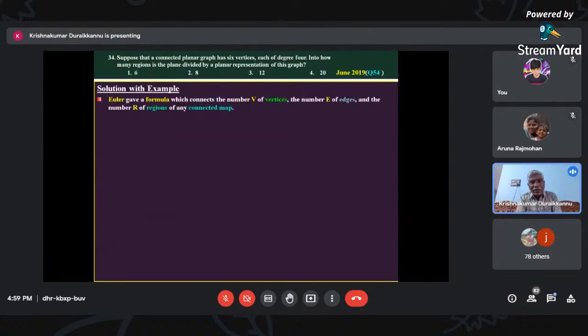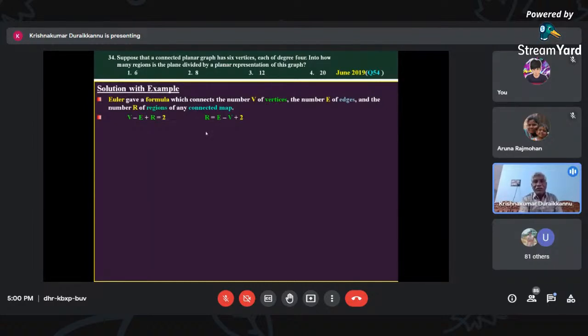So Euler gave a formula which connects the number of vertices V, the number of edges E, and the number of regions R. A connected planar graph or map can have V minus E plus R equal to 2. From this formula, we can derive R equal to E minus V plus 2. Euler defined a formula: if a map contains V vertices, E edges and R regions, then V minus E plus R equals 2.